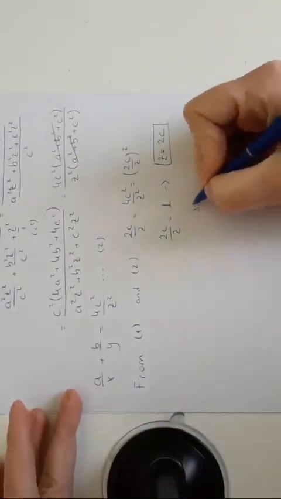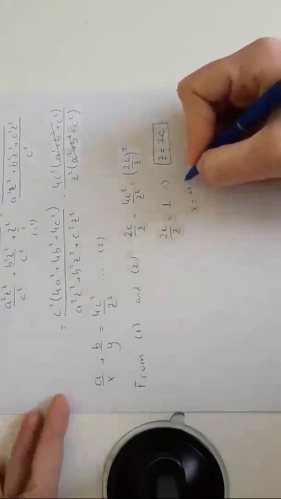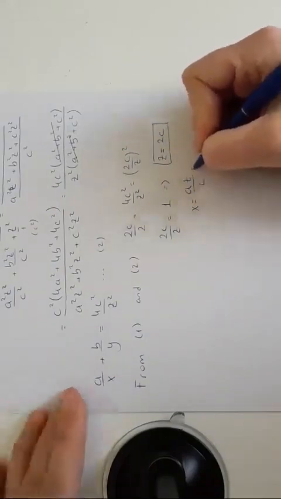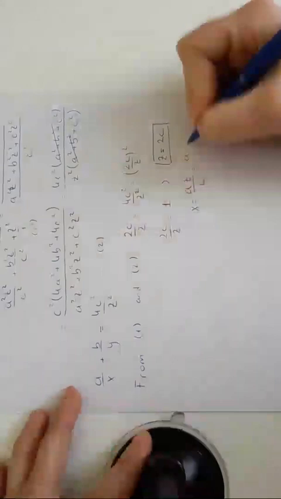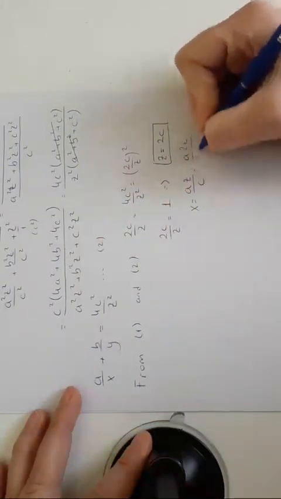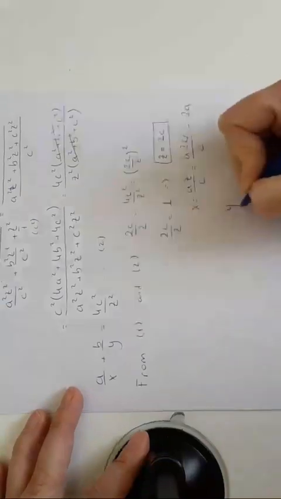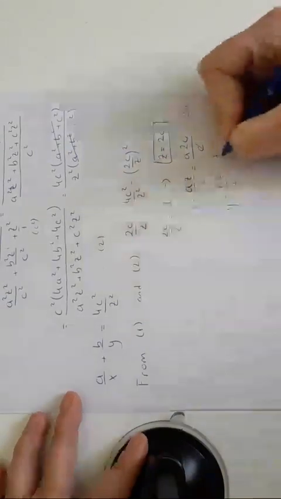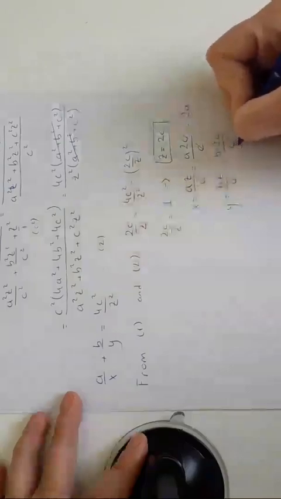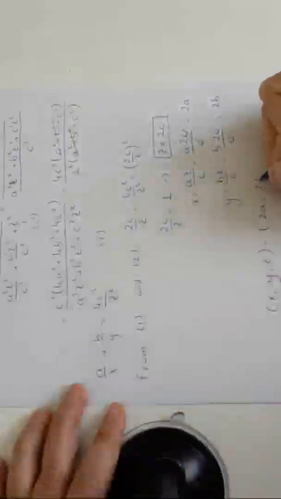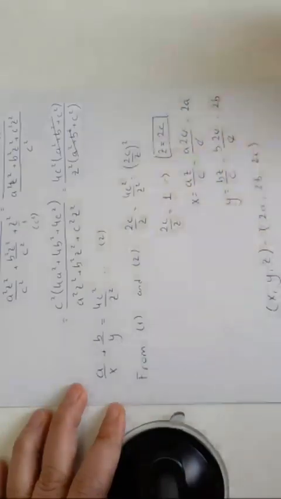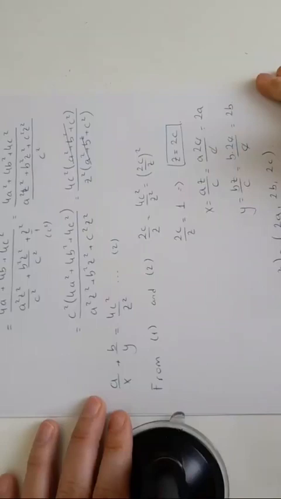We have found here that X is equal to A Z over C. Instead of Z, I will write A times 2C over C. So X will be 2A and Y will be B Z over C, so B times 2C over C. So we have found X, Y, Z: 2A, 2B, and 2C.